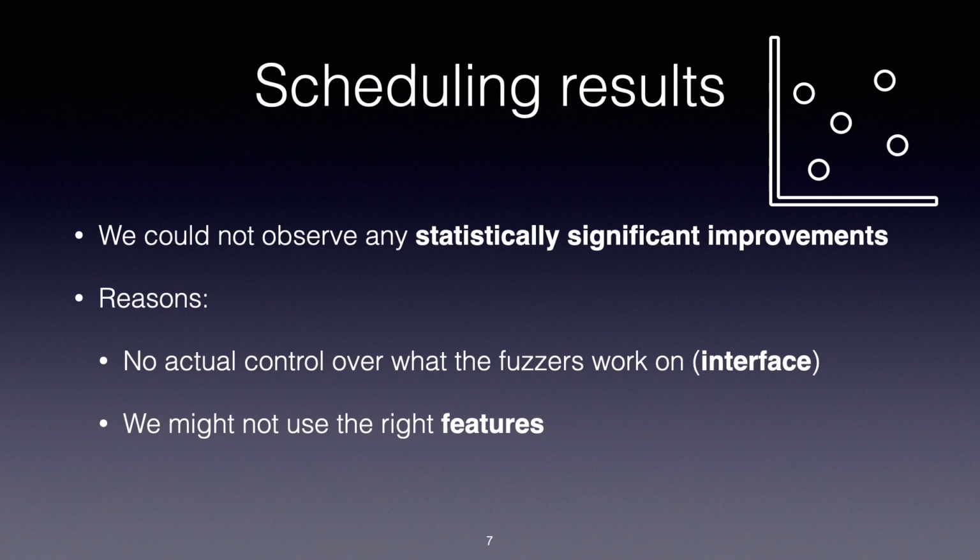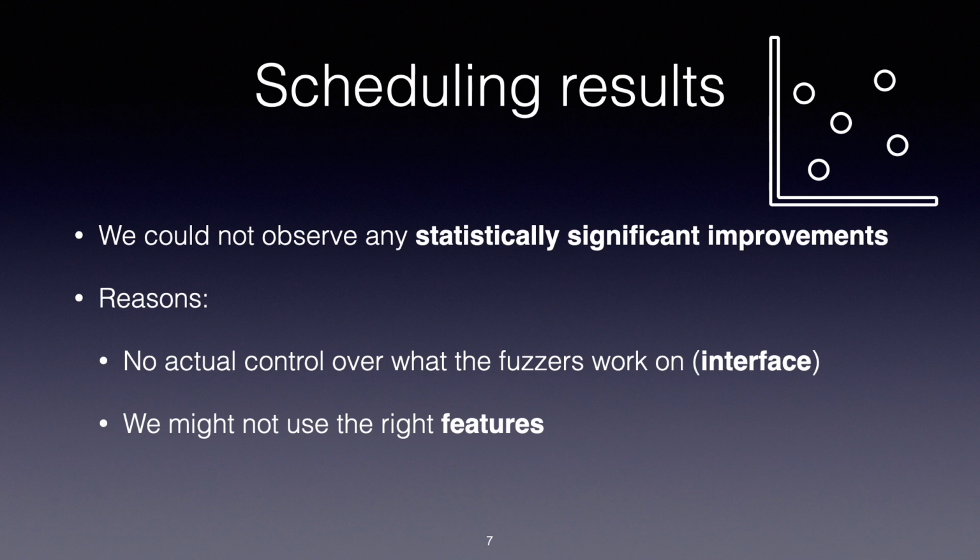So we implemented a bunch of these scheduling policies and so on, and in the end we found out we could not find any statistically significant improvements based on these scheduling policies. So what are the reasons for this? Well, first of all, the main issue is the interface with the fuzzers.